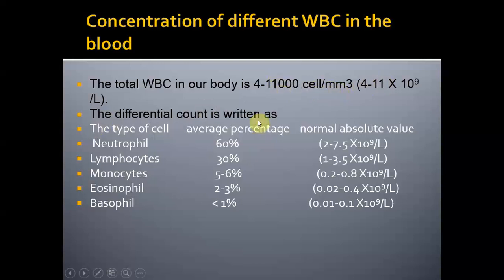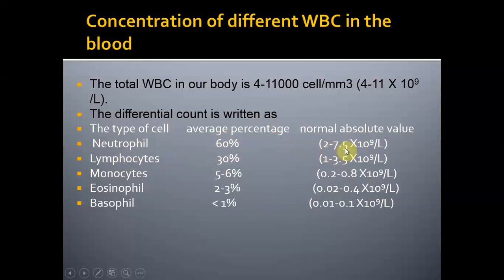The differential count is also, we write it as a percentage, but what's more important than the percentage is the absolute normal value of the subset of the white blood cells. For example, neutrophils, مفروض normally, the average constitute about 60% of the white blood cells in the blood, with an absolute number ranging between 2,000 to 7,500.